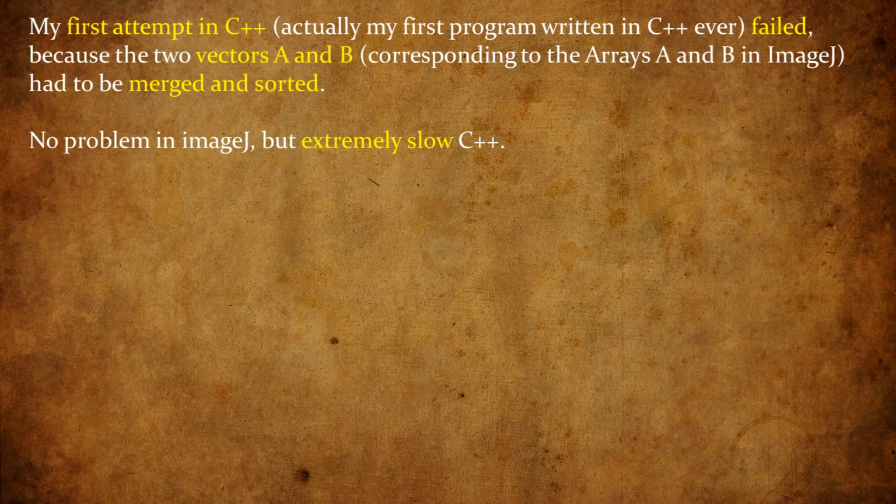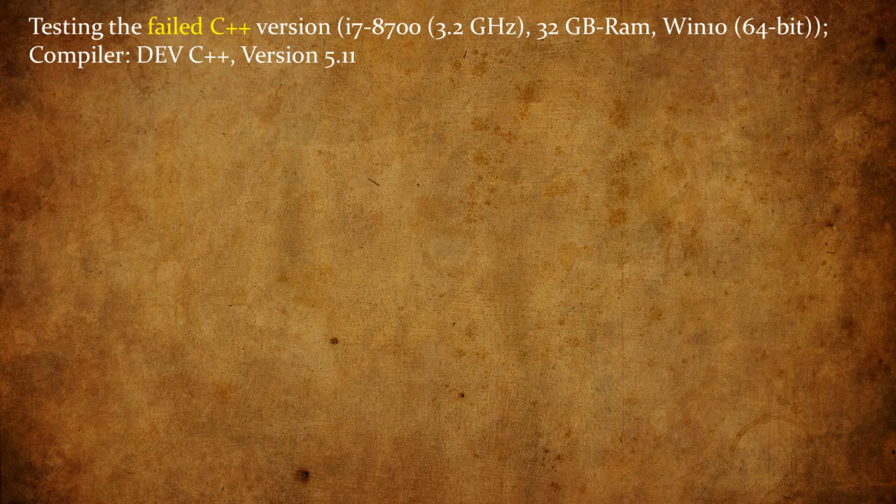My first attempt in C++ completely failed because the two vectors A and B had to be merged and sorted. In ImageJ this is no problem, but in C++ it became extremely slow. Here we test the failed C++ version.